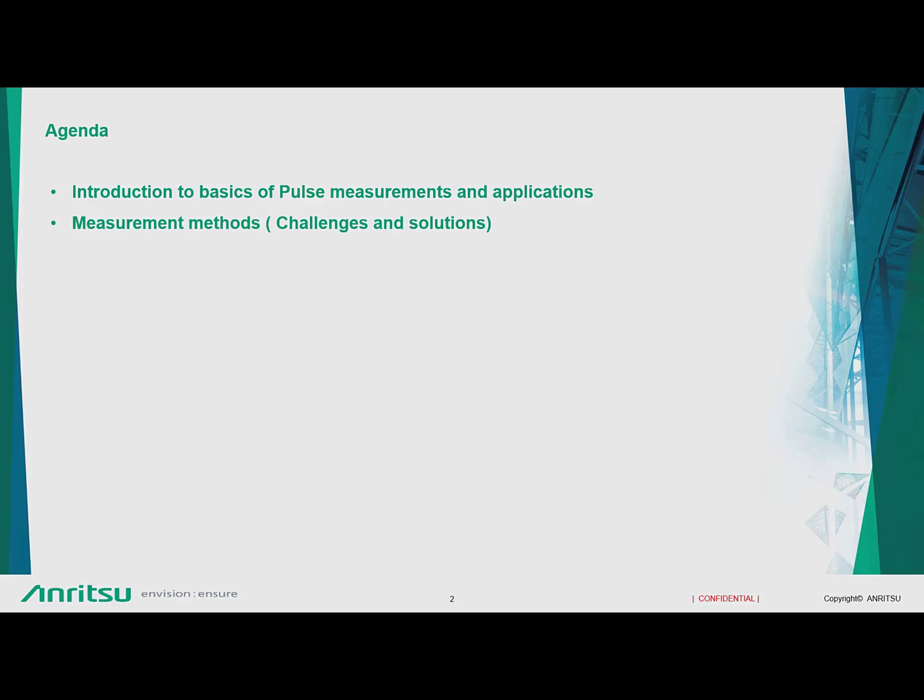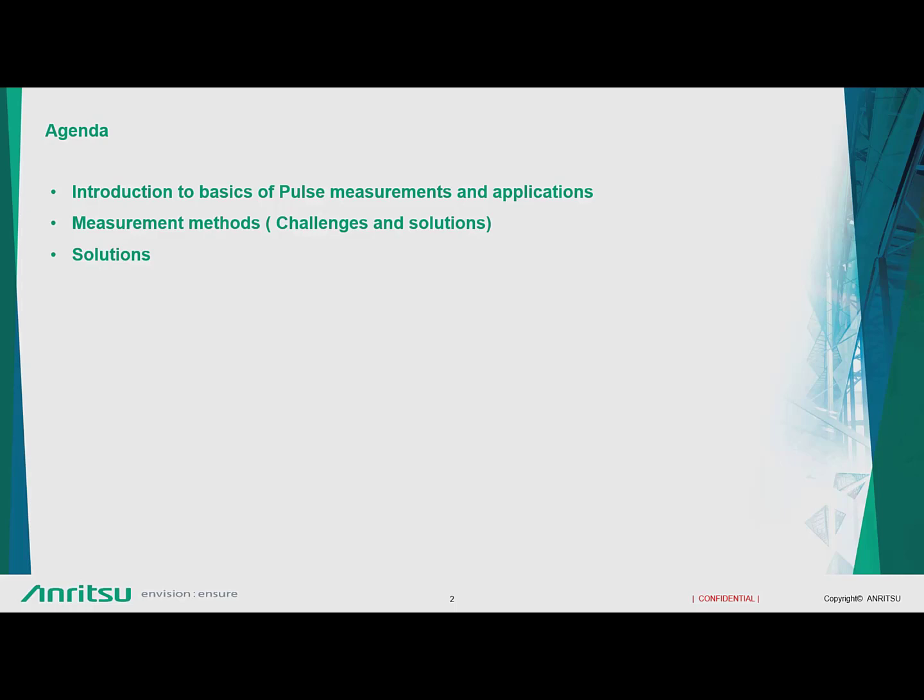We will also be focusing on various solutions as to how pulse measurements can be done accurately, because pulse is basically like an on and off switch, which makes a system work under pulsed conditions.